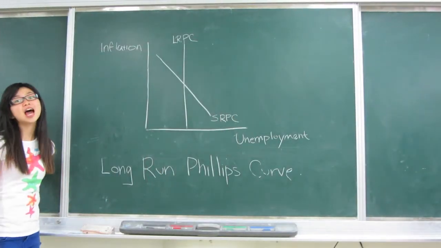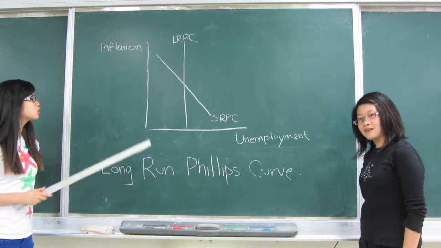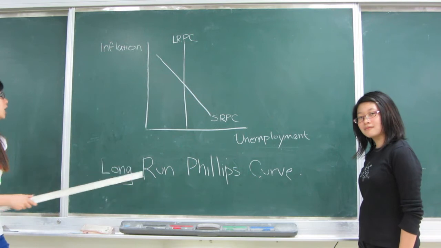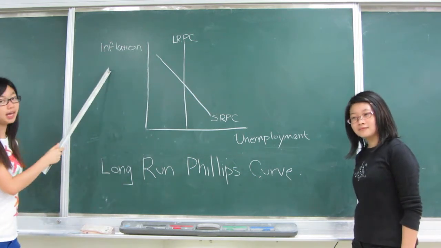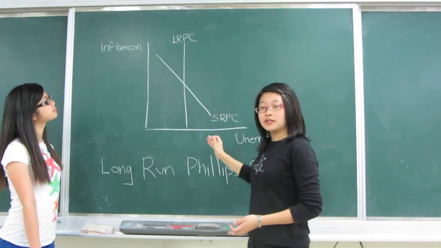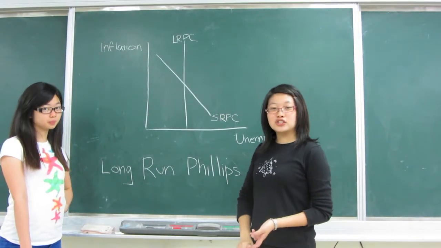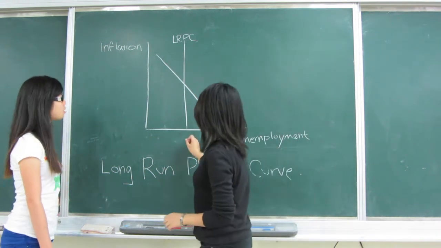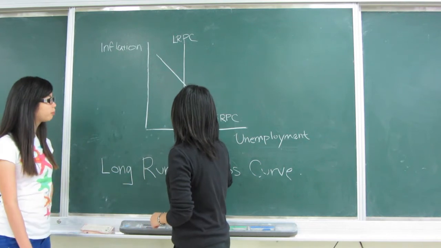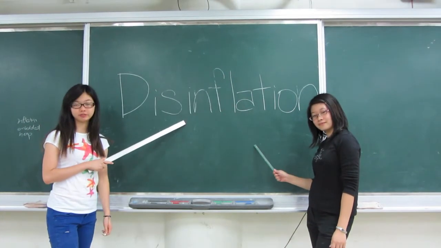And now it's time to talk about the long run Phillips curve. So the LRPC shows us that in the long run, there is no trade-off between unemployment and inflation. LRPC will always land on NAIRU, which is the non-accelerating inflation rate of unemployment, which is usually about 4 to 6%. So now we're going to be talking about disinflation.